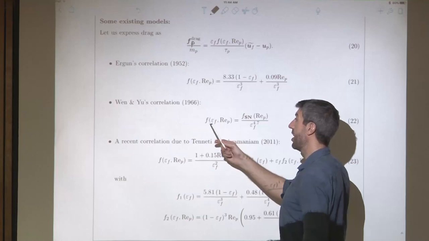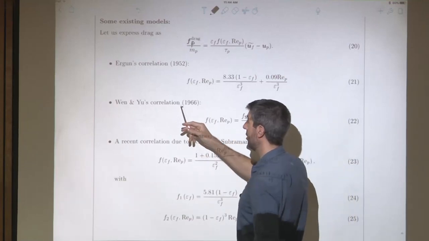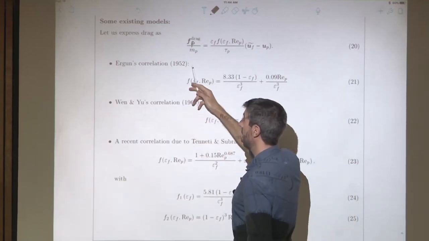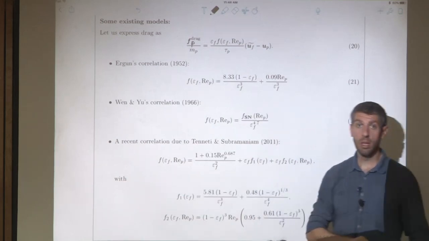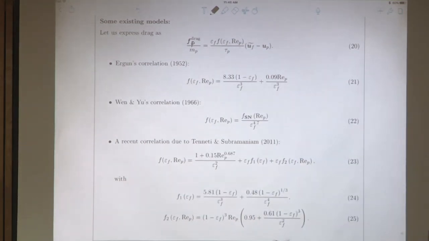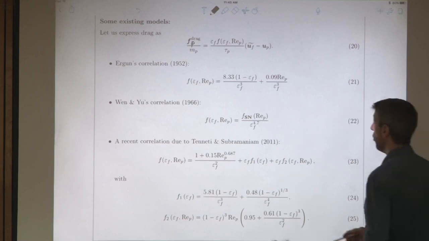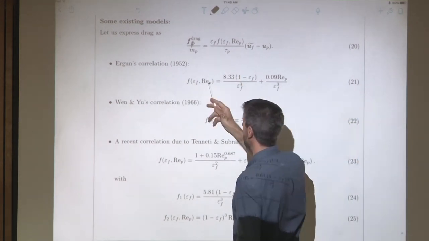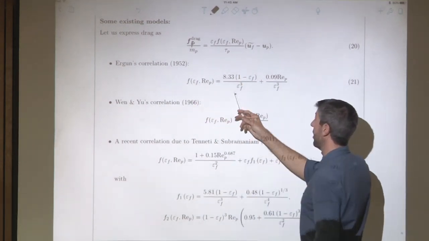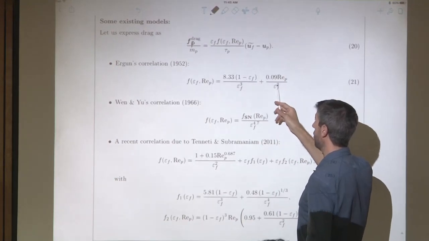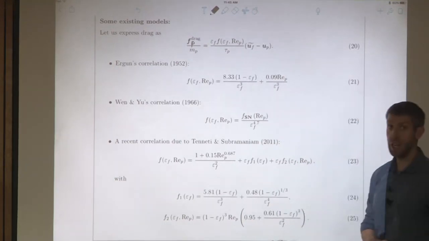There's a whole lot of correlations. This is probably the two most well-known, but there's probably 100 out there. Ergun's correlation from over half a century ago has been used quite a bit, and that provides that expression for this F. So you can see that this is a correlation of the function of Reynolds number and epsilon, highly nonlinear.